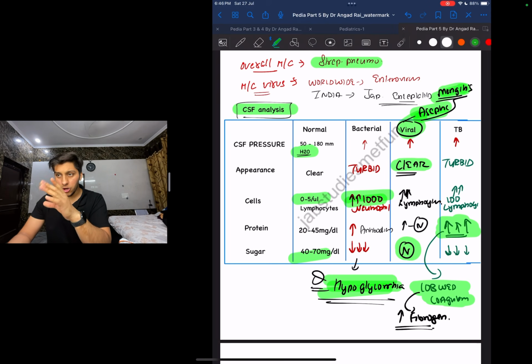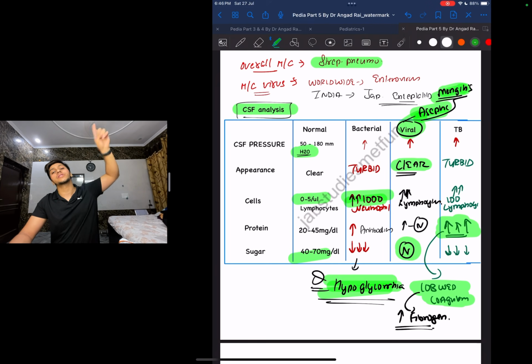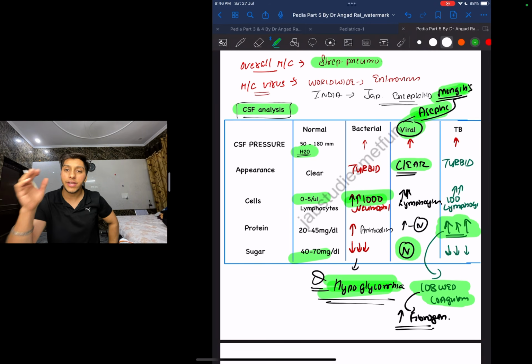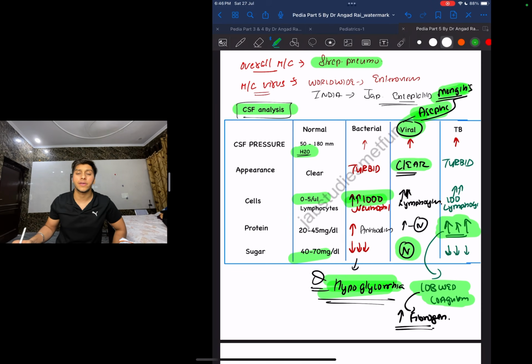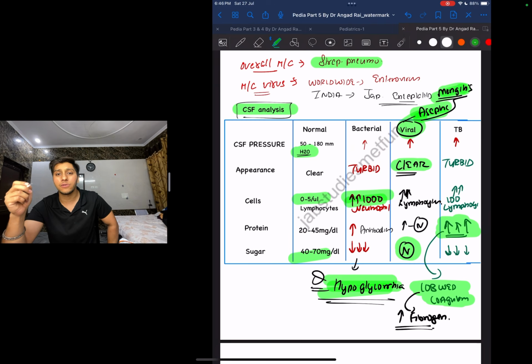All right, let's talk about TB now. Pressure elevated, appearance like bacterial will be turbid because of pus. Cells in bacterial were neutrophils, over here it will be around hundreds, but lymphocytes. Viral and TB both will have lymphocytes. Protein will be so much more elevated as compared to the other two. Why? Because of increased amount of fibrinogen. When you do the test, you will find there is a thing called cobweb coagulum. That is because of increased fibrinogen. This is seen in TB. Sugar will again be low. So this is the CSF analysis, a very important topic. You guys should be very thorough with this.